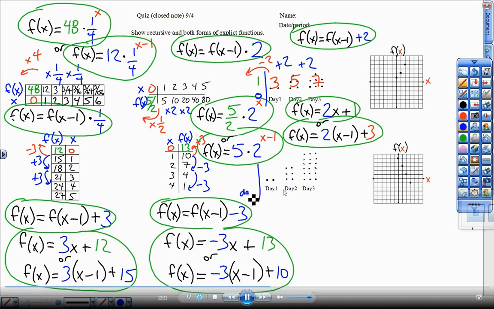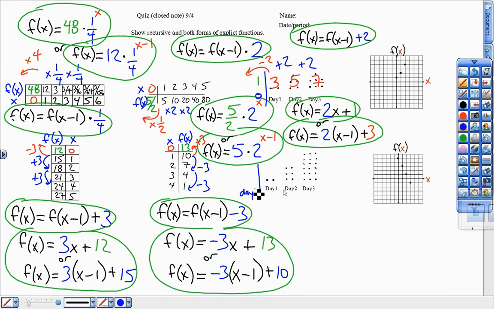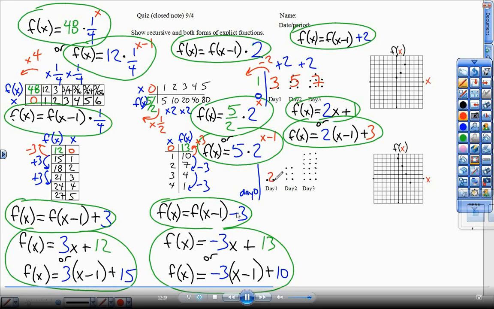Next, the third one. So for this pattern, 2, 6, 18, you need to count. I'm multiplying by 3.